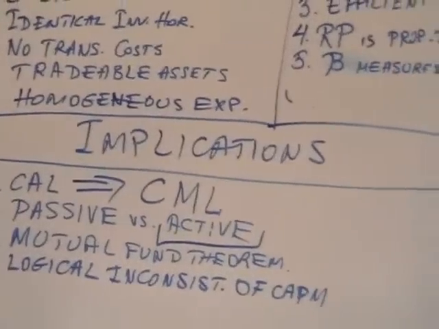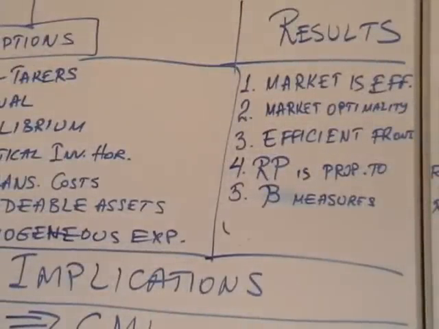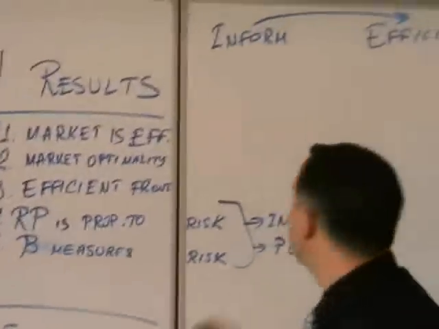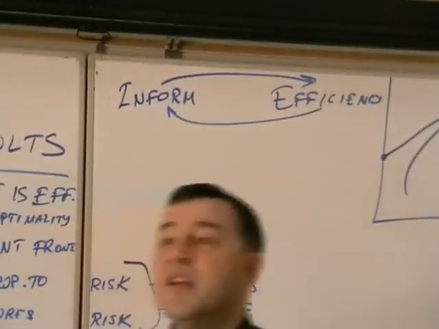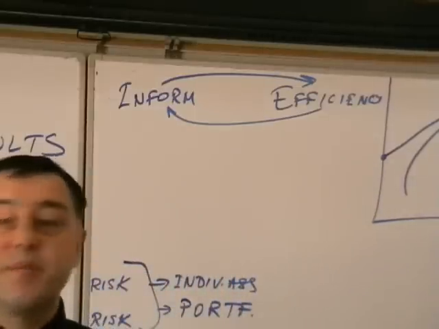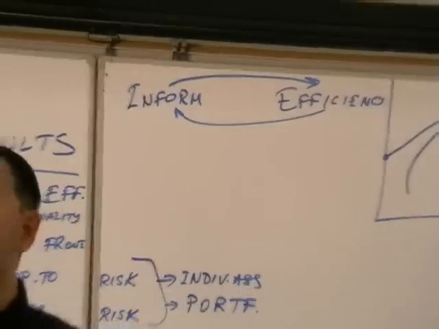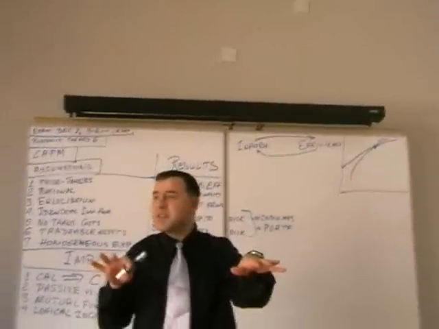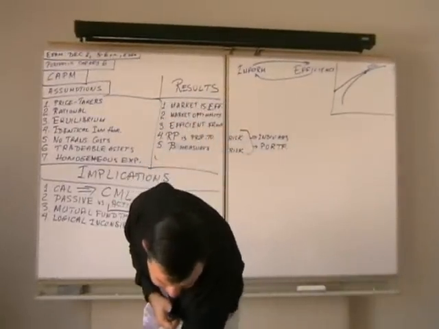But on the other hand, if the market is efficient, investors don't need to be well informed. So what you have here is information and efficiency. Information drives efficiency and efficiency drives information. But if the market is efficient, then there is no point in using the information. So it is logically inconsistent. Is that fairly clear? It makes sense or not? Not really. All right. Let's see what's next.